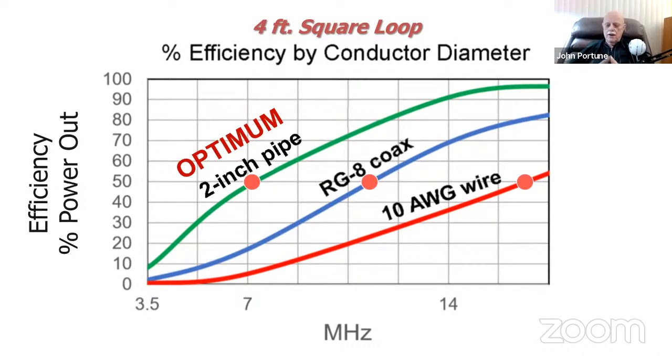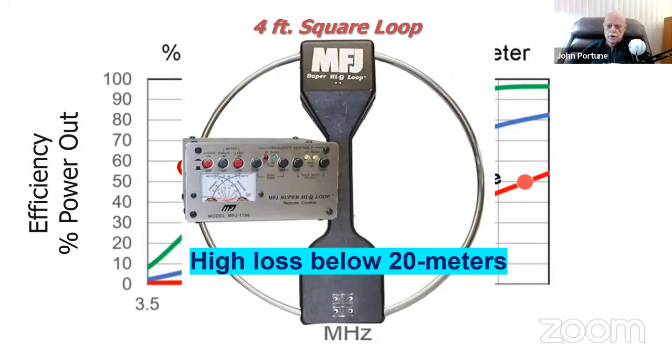This is why I consider for a 4-inch loop, you've got to make the pipe at least 2 inches in diameter. That's the optimum. If you don't want an optimized loop, well, then make it out of RG8, but that's not an optimum loop. Here, for example, is a well-known example of a magnetic loop that is not optimized. That antenna, that MFJ loop, as popular as it is, and as reasonably well built as it is, has low efficiency below 20 meters.